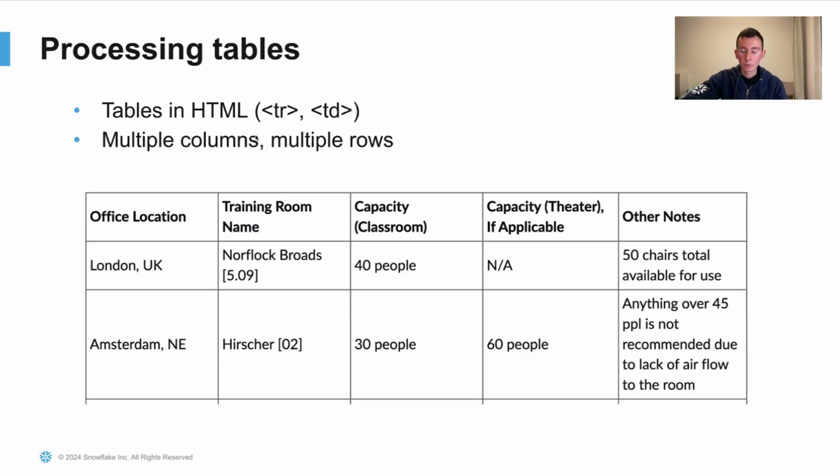In HTML, everything is inside a tag. So this table is created with a table tag, and then each row is written with what we call a TR tag. And each cell of the row is written with what we call a TD tag. And it can happen that we have multiple columns and multiple rows. We don't know in advance how many rows and how many columns there are in a table.